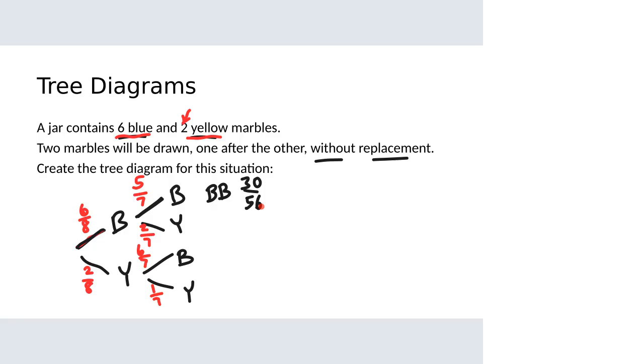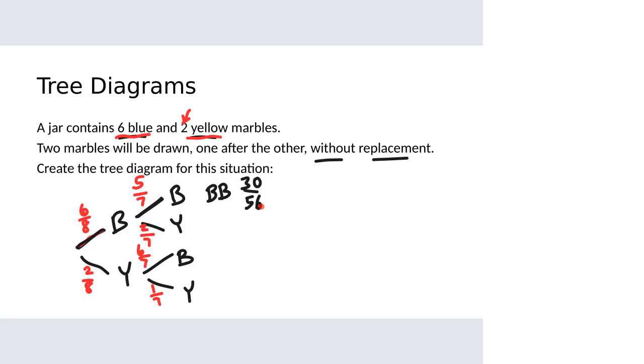This is already much different than the last question as far as probabilities go. We're not going to have 1/4 right down the line. The reason for that is because the number of blues and yellows isn't even, so our probabilities are going to be different as we go through this.